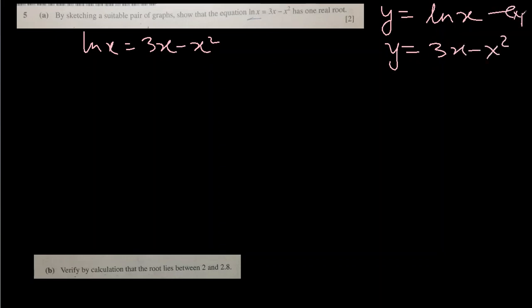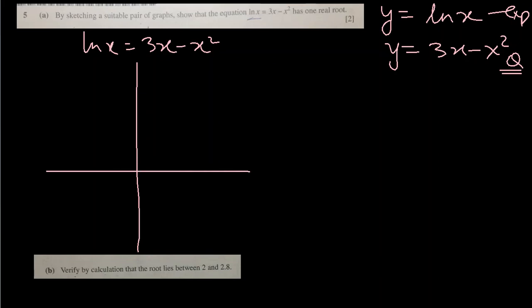This one is logarithmic, this one is quadratic. And then we draw them separately on the same graph. So let's draw y = ln x. It is a very fixed graph. It passes through 1 and starts from near the y-axis and goes like this.